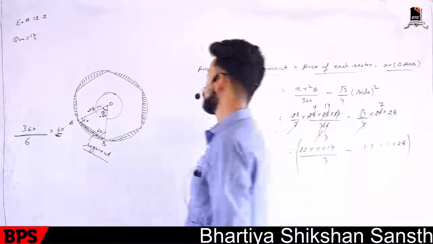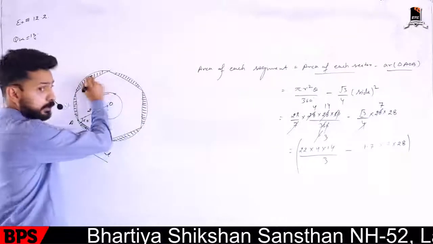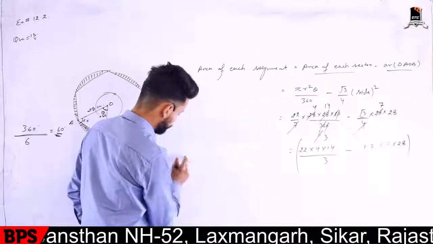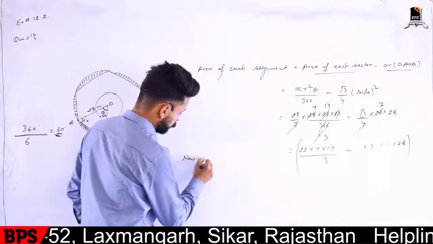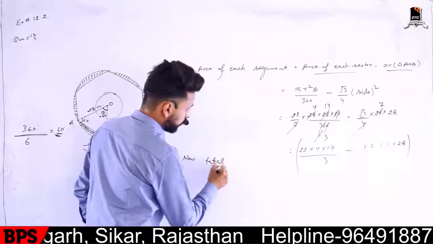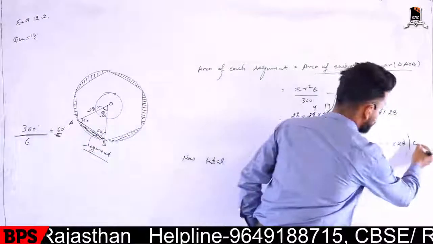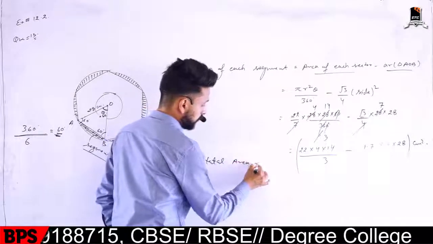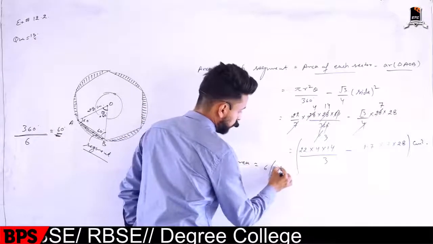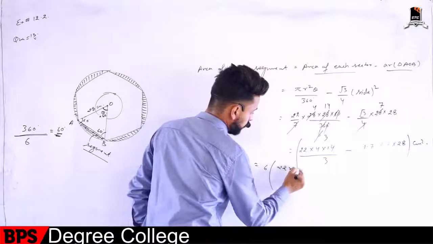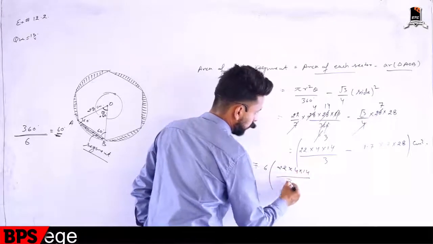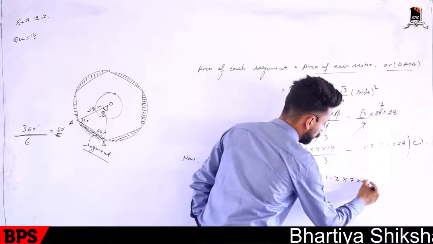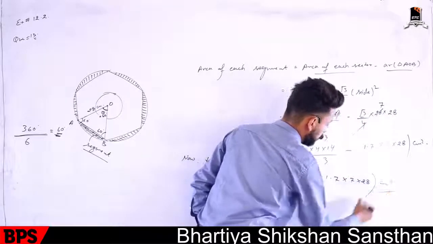Now we have to find the total area of the designing part. Now the total area is equal to 6 into 22 into 4 into 14 upon 3 minus 1.7 into 7 into 28 centimeter square.